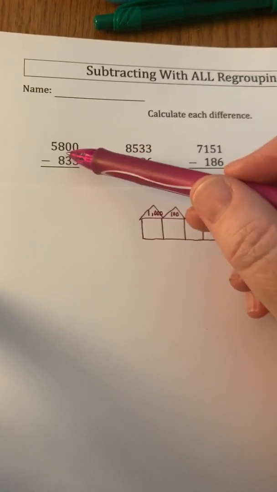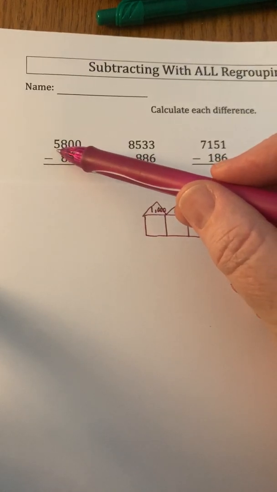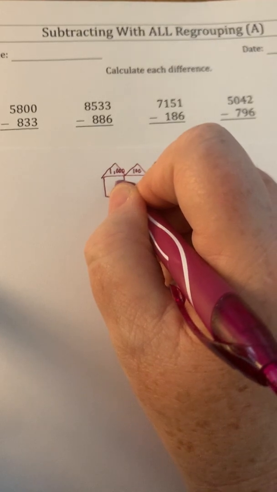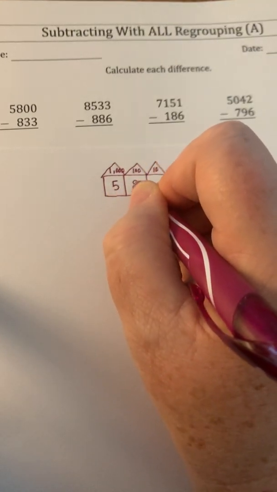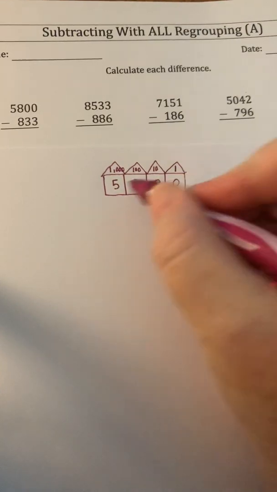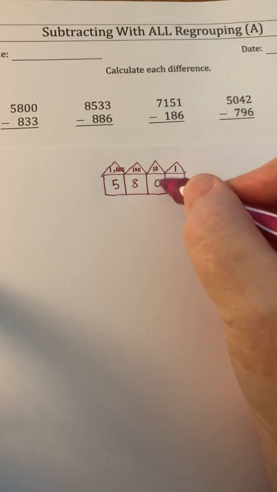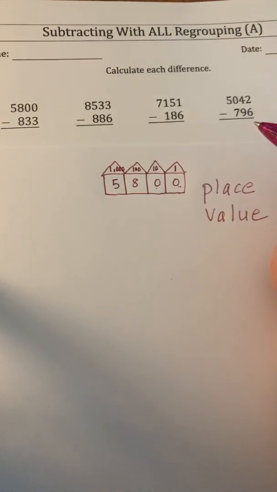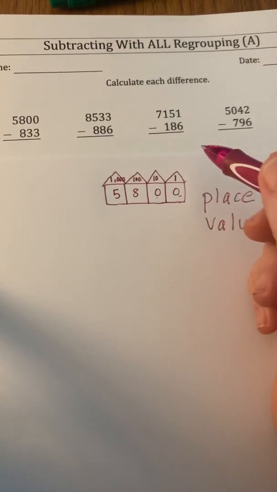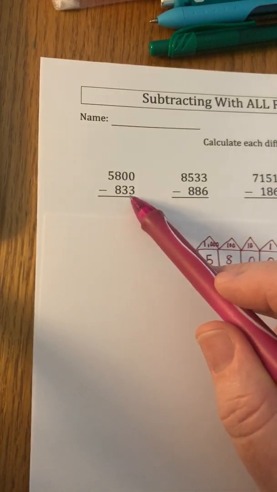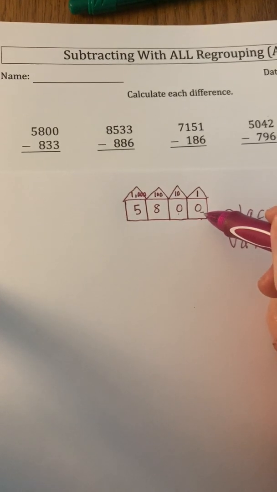So look at this first number, 5,800. If I were to put this in here, 5,800, there are no ones in this number. There are no tens in this number. Their value is 0, but you still put a 0 there to hold the place. Now, what are they asking? They're saying minus 833. I can't take 3 when there's nothing there.